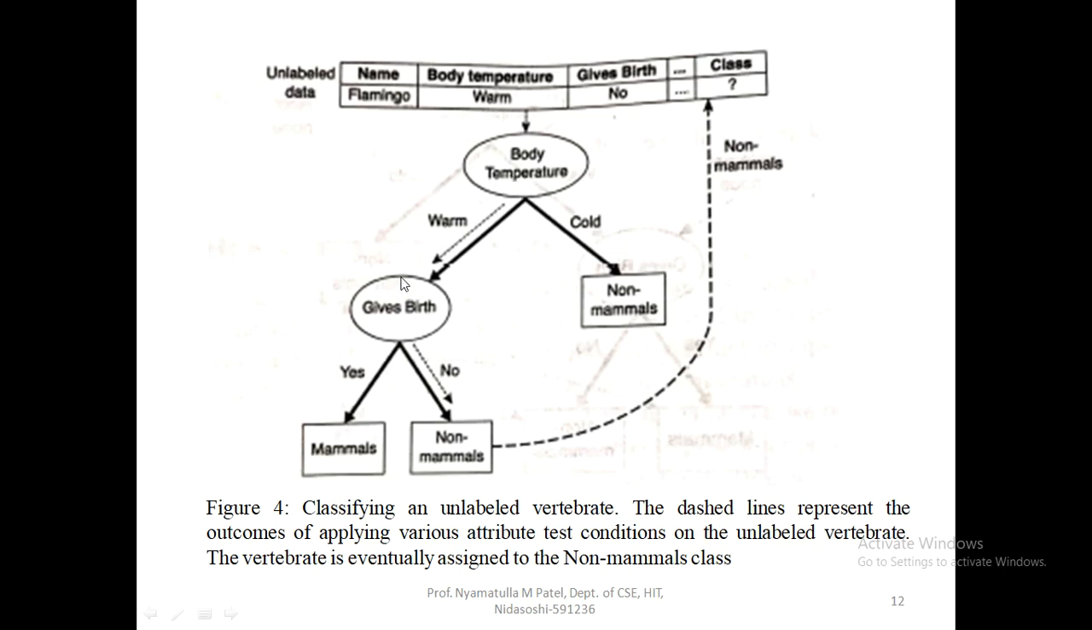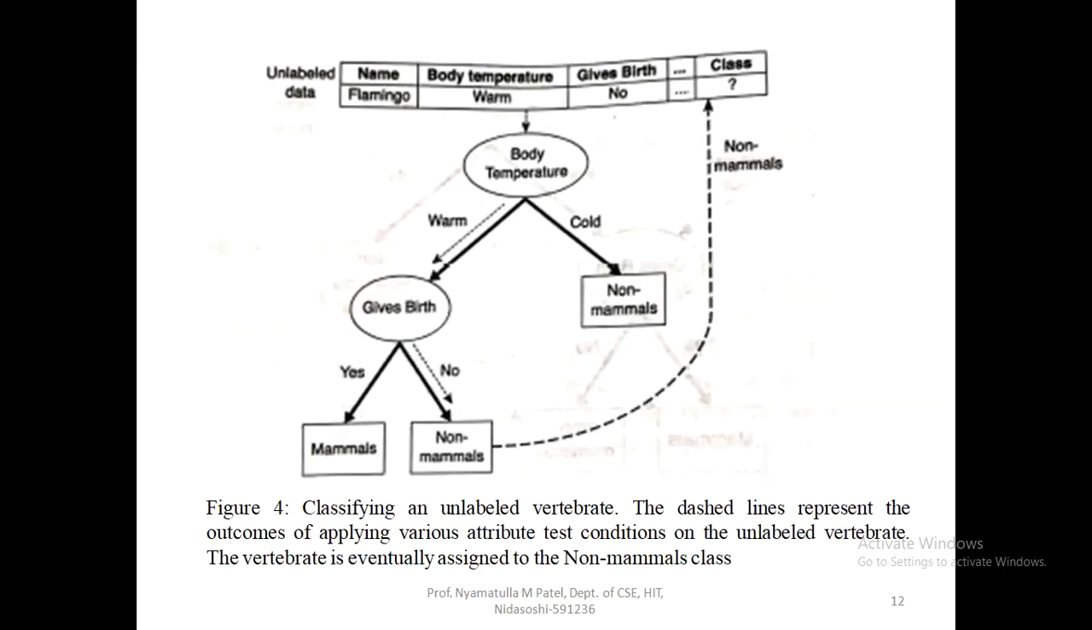So this is the root node, and this is again an internal node. Now I am going to check one more condition, whether it gives birth or not. The flamingo does not give birth. If yes, it is a mammal. If no, it does not give birth, then it is a non-mammal. So to which class does this particular flamingo belong? The flamingo belongs to the class of non-mammals.